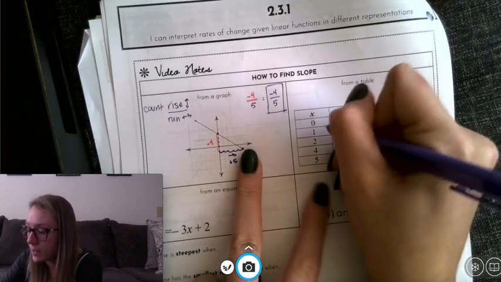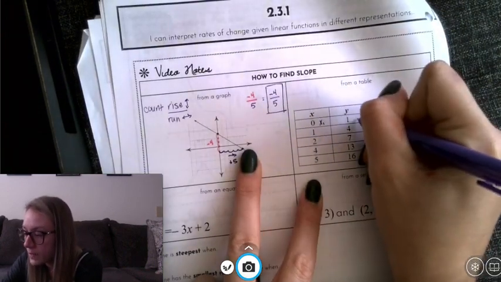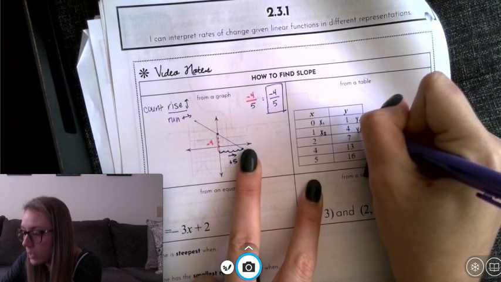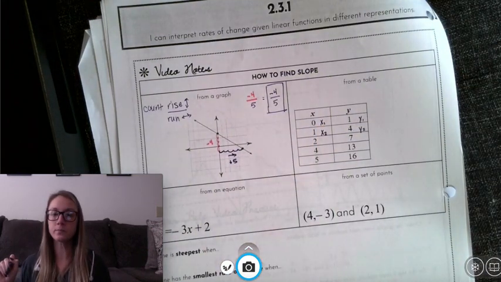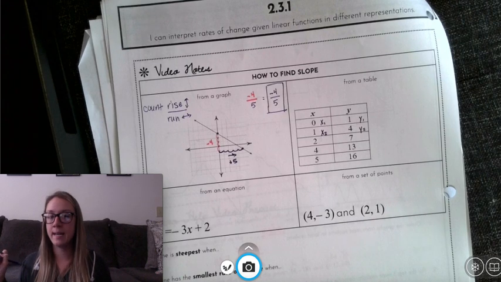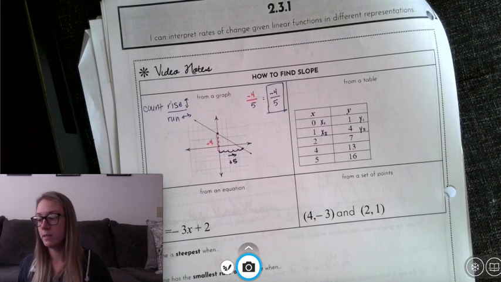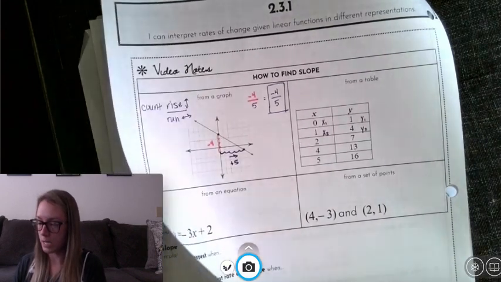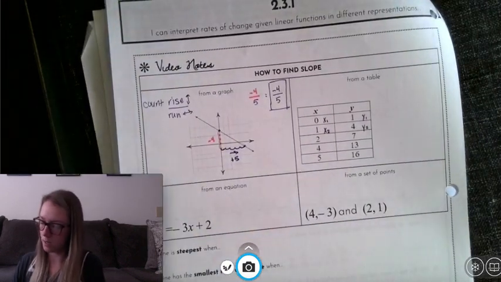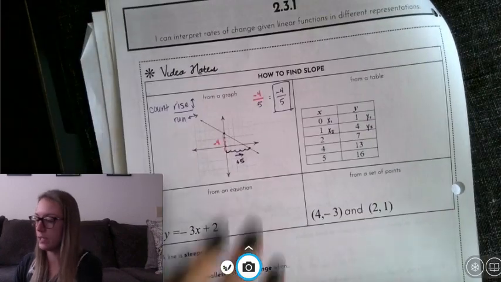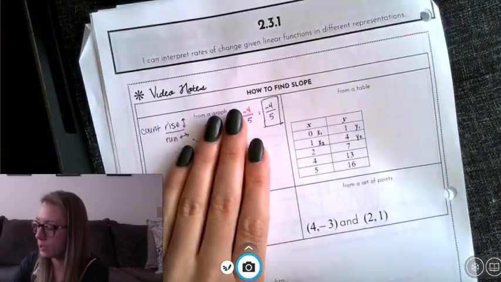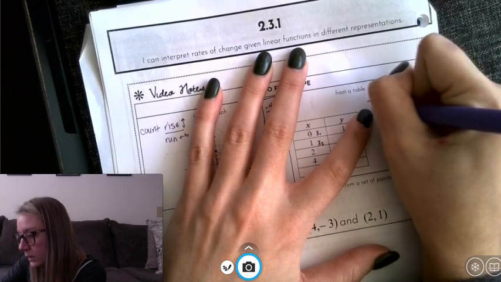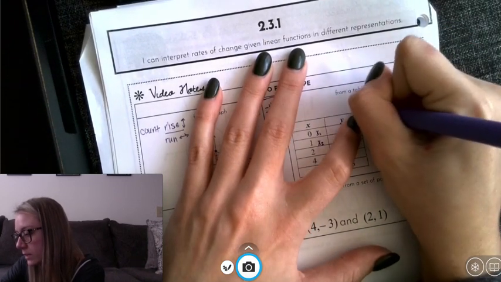So I'm going to label this. This is x1, and this is y1, and this is x2, and this is y2. So I am going to use my slope formula, and if we remember from 2.2.1, my slope formula is y2 minus y1 over x2 minus x1. So I'm just going to write that, y2 minus y1 over x2 minus x1. So this is my slope formula.